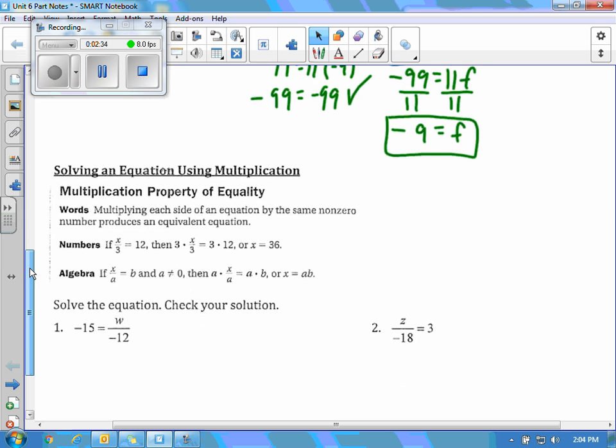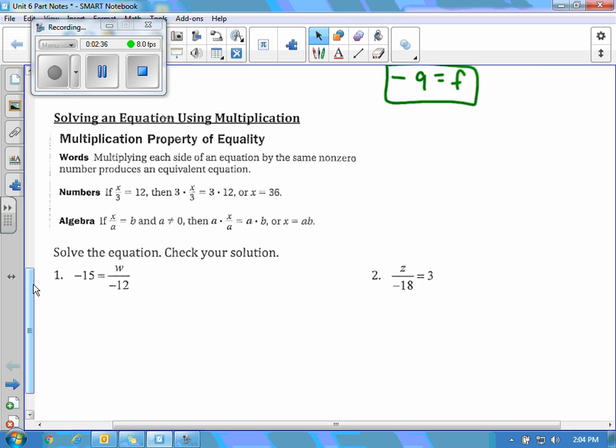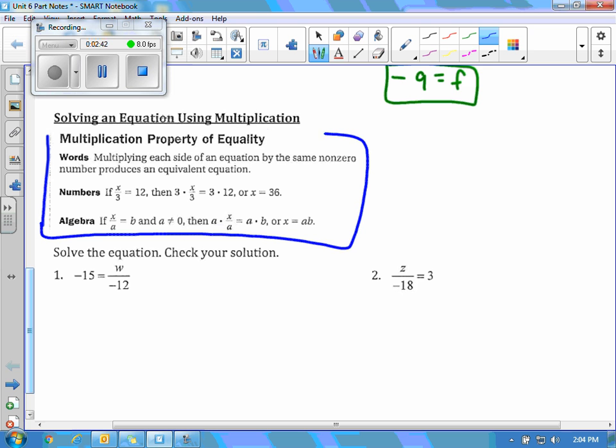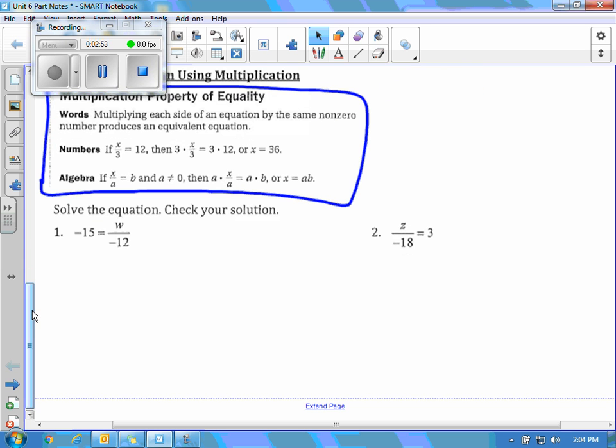Looking down at the bottom of this page, we're going to do the same thing one more time, except now we're going to solve using multiplication, which can be a little bit trickier. Again, this is copy and pasted out of your book. It basically says if I multiply both sides by the same thing, I'll wind up with an equivalent equation. So directions, again, the same. Solve the equation, check your solution. So I'm going to start by boxing and rewriting.